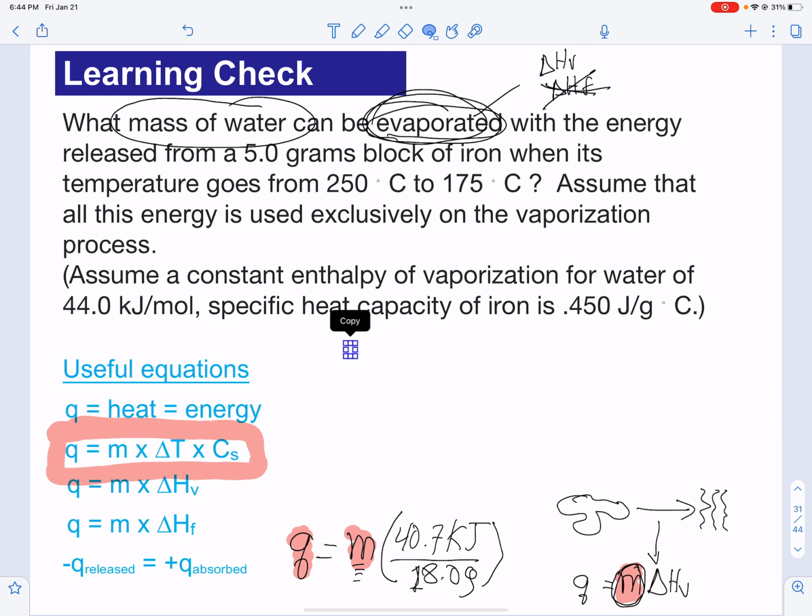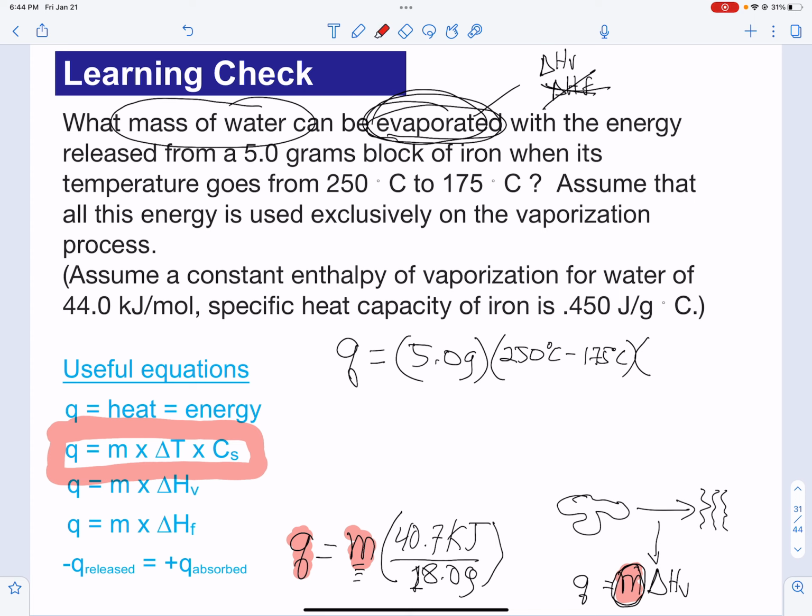So the Q, or the heat that the iron block releases, is going to be given by the mass of the iron block, which is 5.0 grams, multiplied by the change in temperature, going from 250 degrees Celsius to 175 degrees Celsius, multiplied by the specific heat of the iron block, which is given here, 0.50 joules over grams. So the grams are going to cancel.